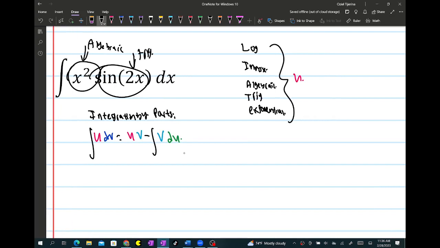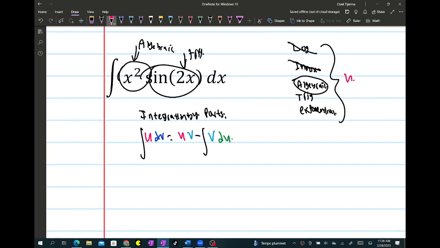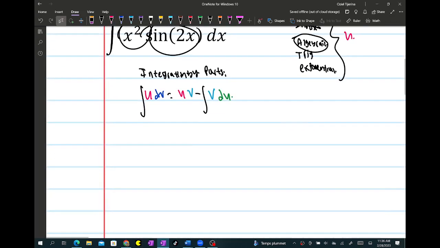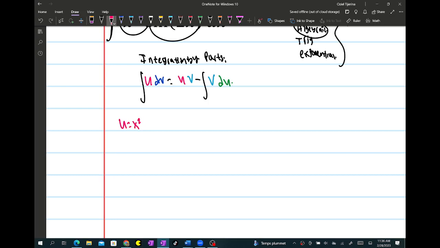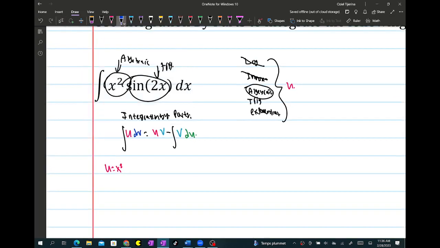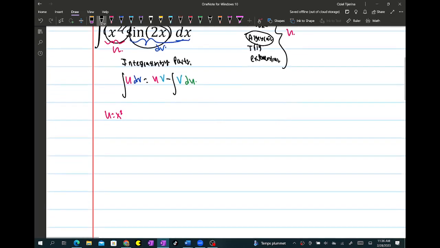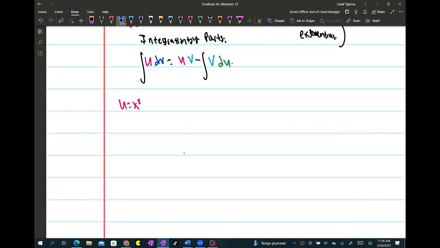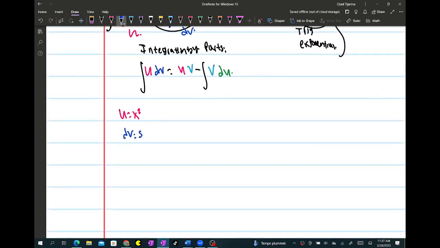As I go down the list, there is no log and no inverse trig, there's an algebraic and there's a trig. The first one that appears is going to be your u. The earliest one we come to is algebraic, so we know that x squared is going to be u. That means dv must be this, because really it's u, and then this entire thing is dv, right? If you have not learned that in your calculus class, it's very important. So u is x squared and dv is sine of 2x dx.